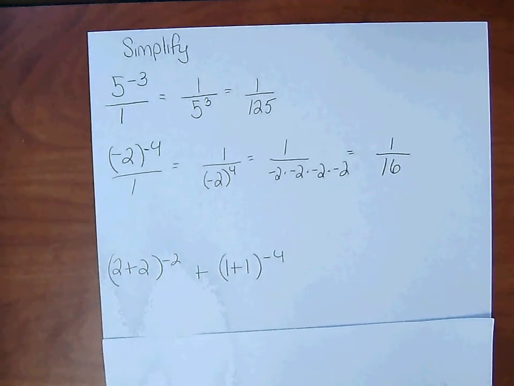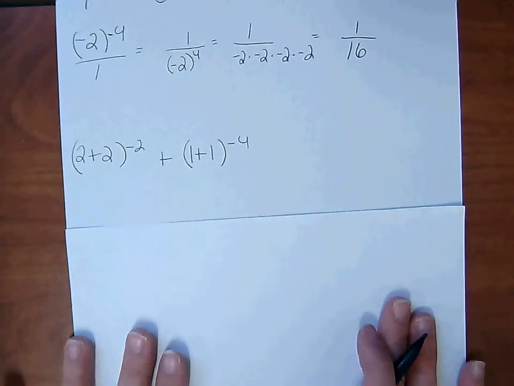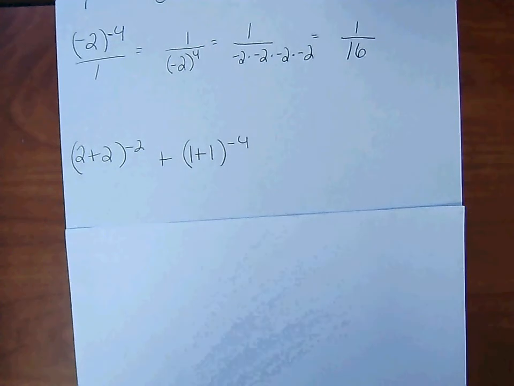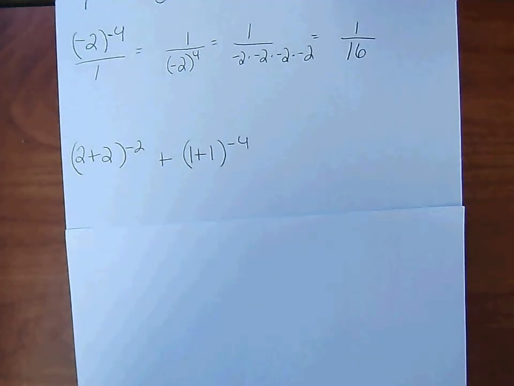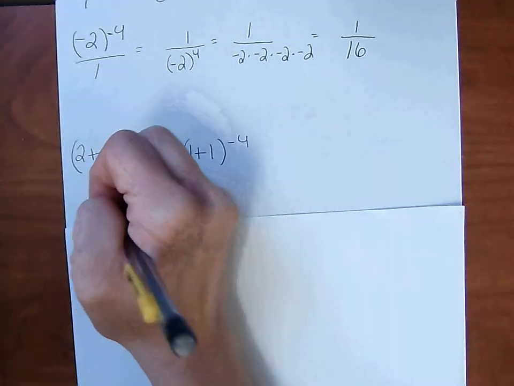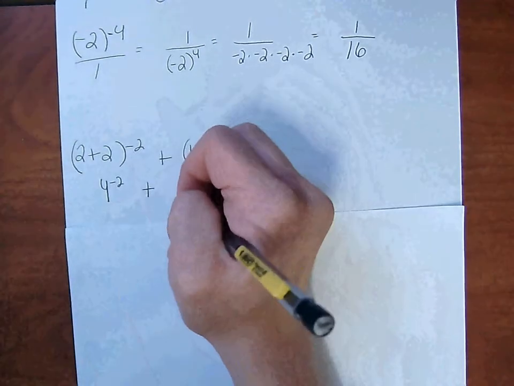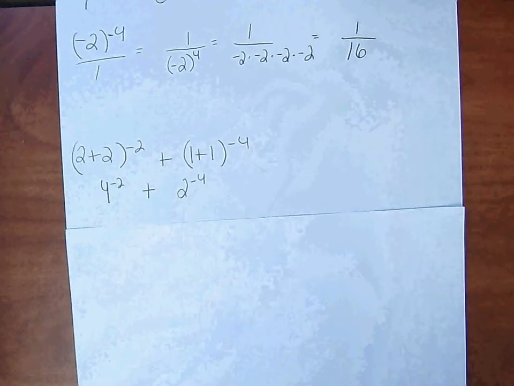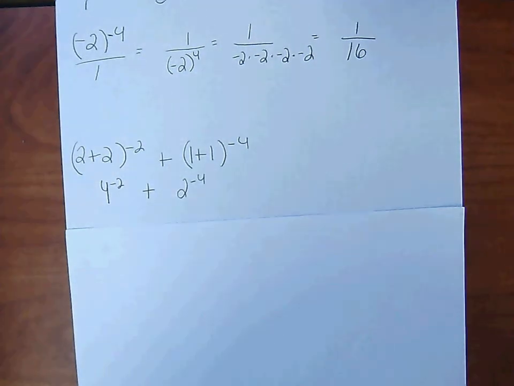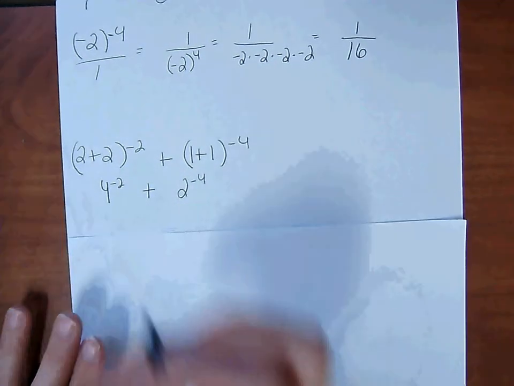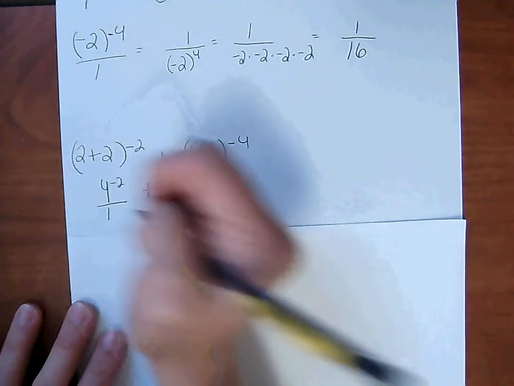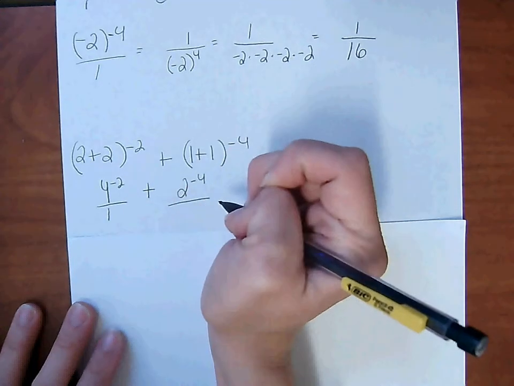Now here we have a little bit of work to do on top of changing the exponents to positive. We first need to work inside the parentheses. So the first one, 2 plus 2 is 4. So this is 4 to the negative 2, plus 1 plus 1 is 2 to the negative fourth. These are two separate terms. Remember, terms are separated by a positive or a negative. So we have two individual fractions. 4 to the negative 2 and then 2 to the negative fourth.